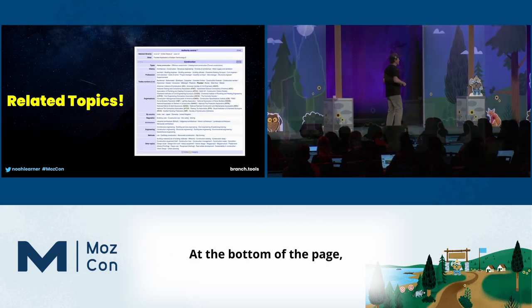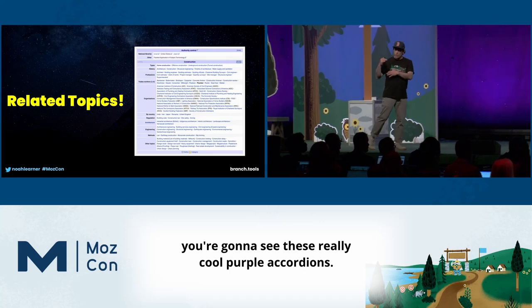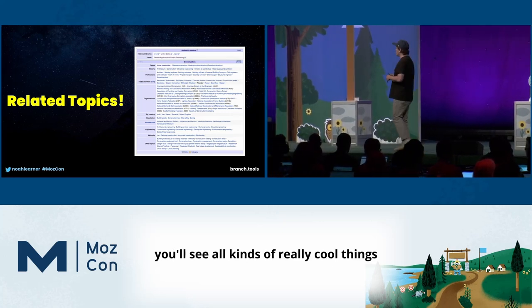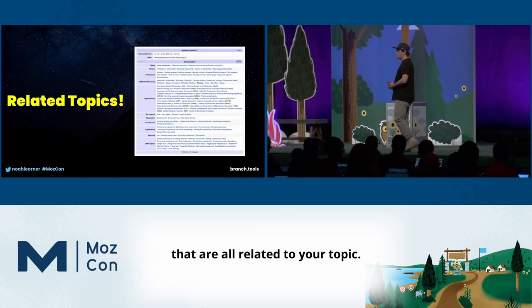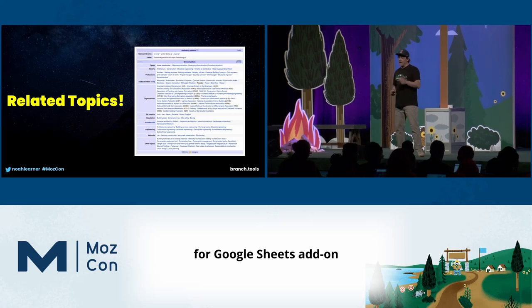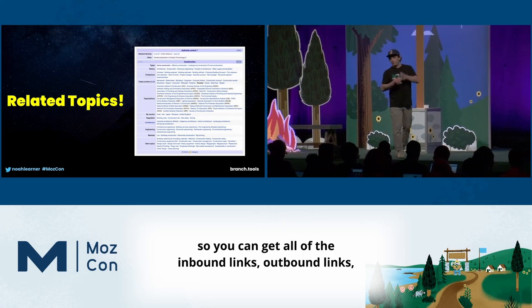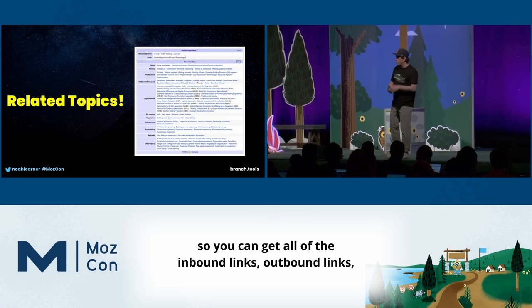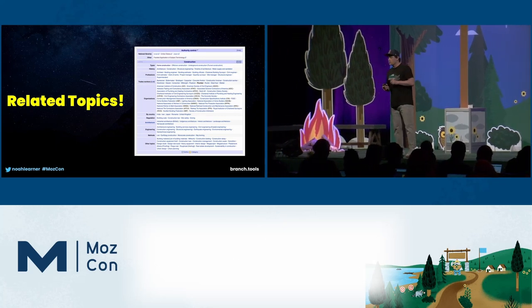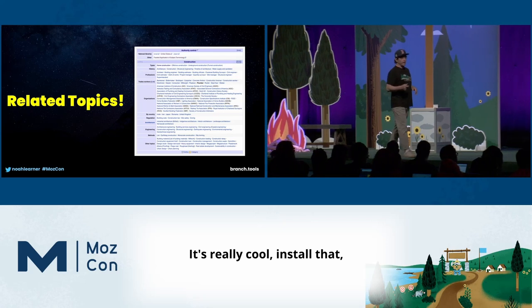At the bottom of the page, you're going to see these really cool purple accordions, and if you open those up, you'll see all kinds of really cool things that are all related to your topic. There's a link in the resource deck for a Google Sheets add-on, so you can get all of the inbound links, outbound links, and mutual links between Wikipedia pages and Wikidata. It's really cool. Install that. Put it in Google Sheets.